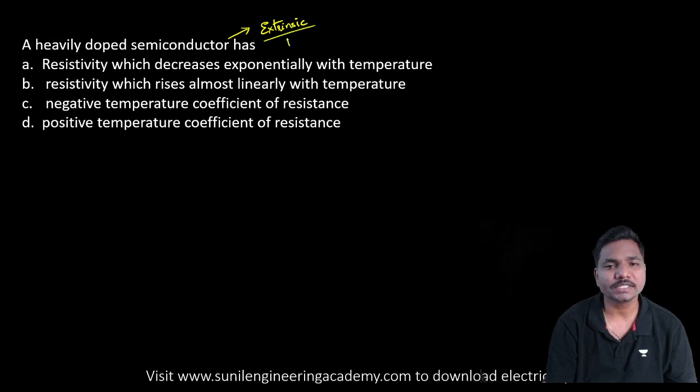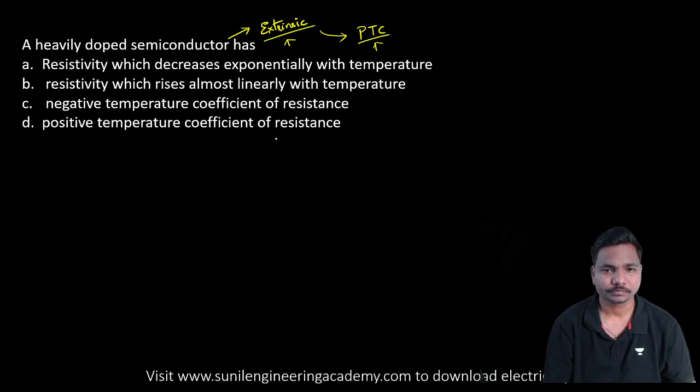In case of extrinsic, it allows the electricity. Whenever it allows the electricity, it will act like a conductor. It will have conductor properties, that is, it has a positive temperature coefficient. So the answer is option D, positive temperature coefficient of resistance.